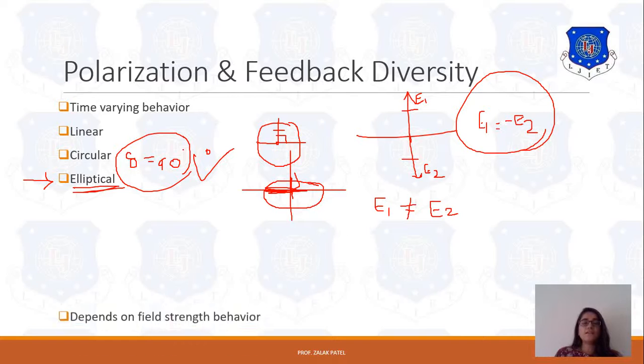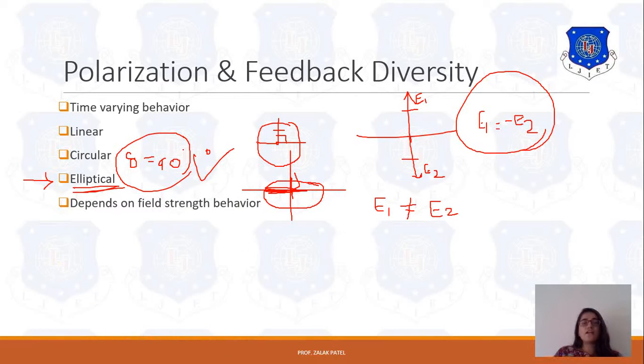Now let's see feedback diversity. If you remember the open loop and closed loop systems, the open loop system is like this: first one input, then an intermediate block, meaning the process, and then simply the output. So in an open loop system there is no feedback present.